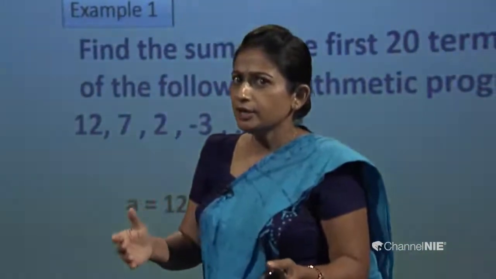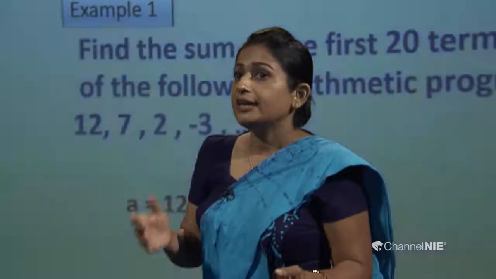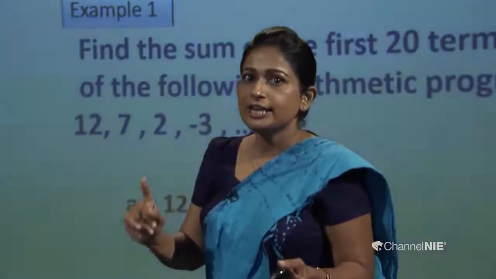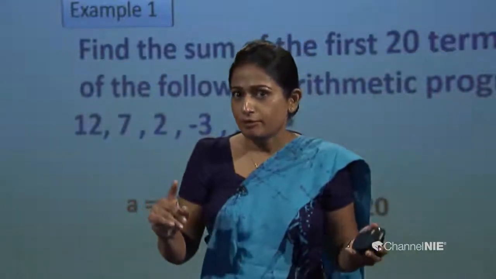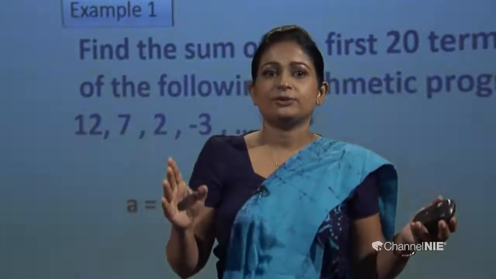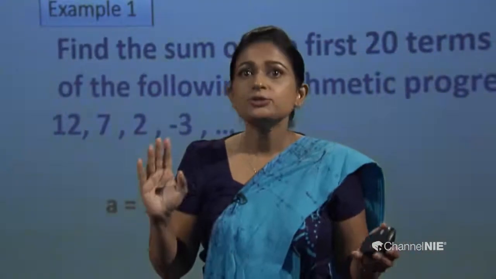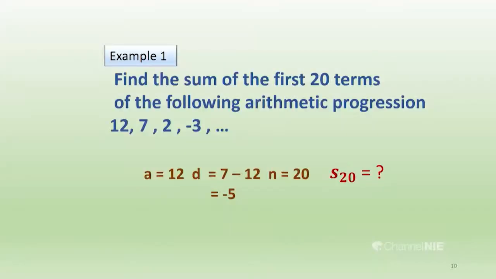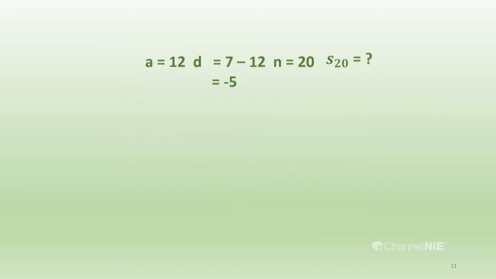So, what are we going to find here? The sum of the first 20 terms, that means S20. You got it? S20. Okay, let us do that. Then we think, how do we do that? We know we have 2 formulae. Among those 2 formulae, we have to use one formula. Okay, look at this here.